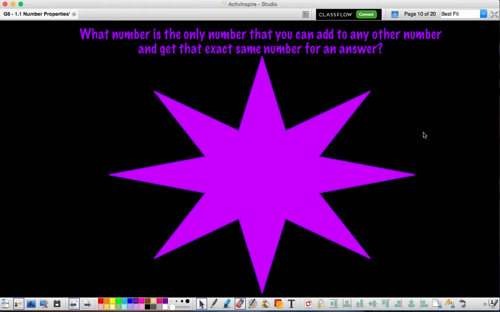All right, getting through these, we're looking at this next piece, and I want to know what number is the only number that you can add to any other number and get that exact same number for an answer. So if I said 4 plus something gives me 4, what would that something be?